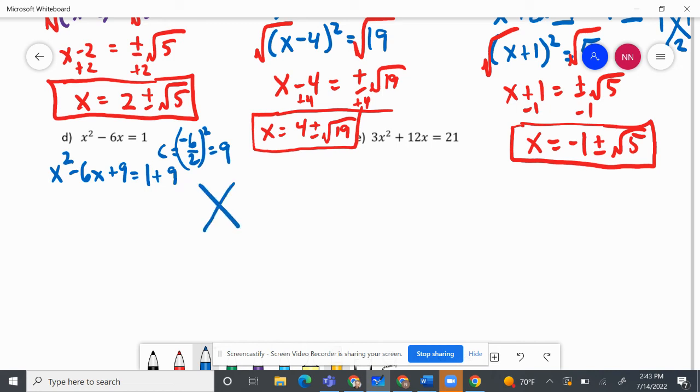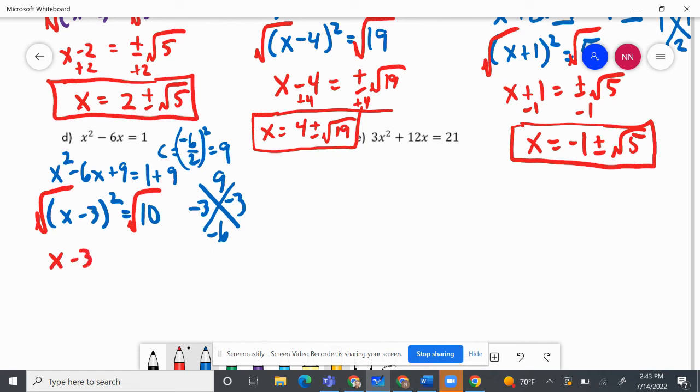Then I'm going to factor it. Two numbers that multiply together give us 9, add up to negative 6, would be negative 3 and negative 3. So what I get is x minus 3 squared is equal to 10. Then in order to get rid of my square, I'm going to take the square root, and that gives me x minus 3 is equal to plus or minus the square root of 10. I'm going to add the 3, and I get x is equal to 3 plus or minus the square root of 10. And that right there would be my answer.